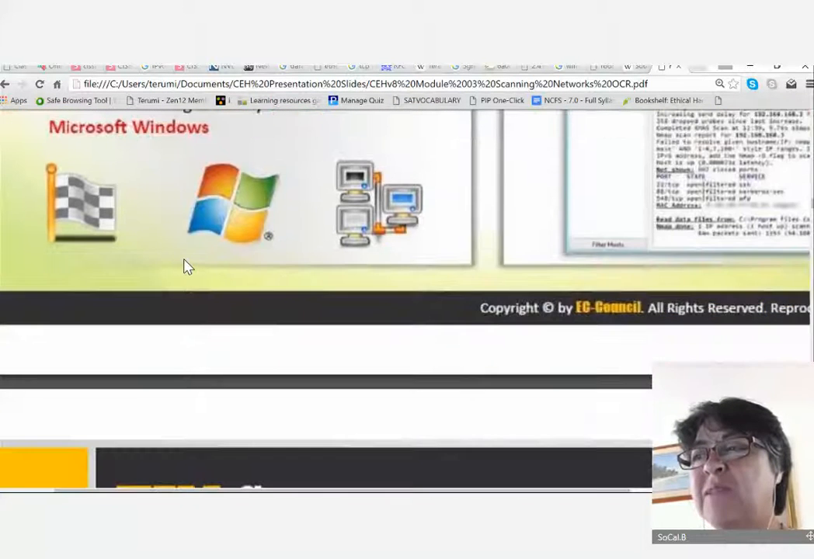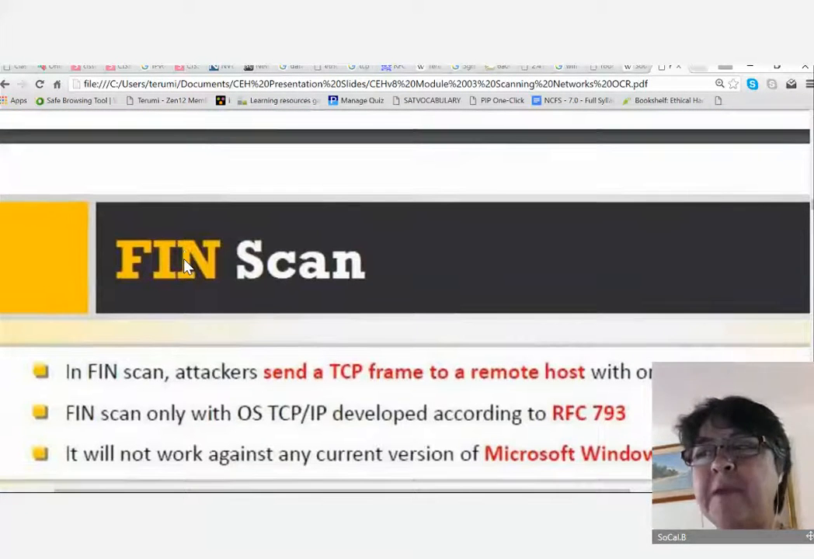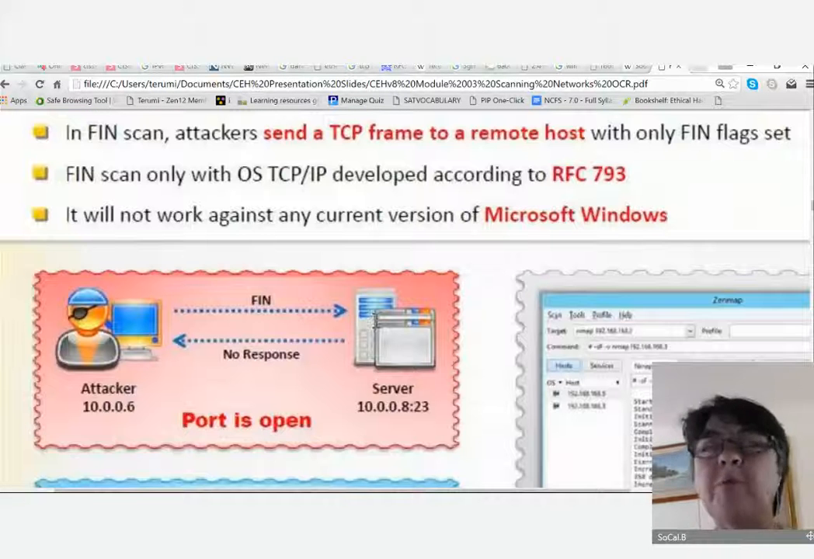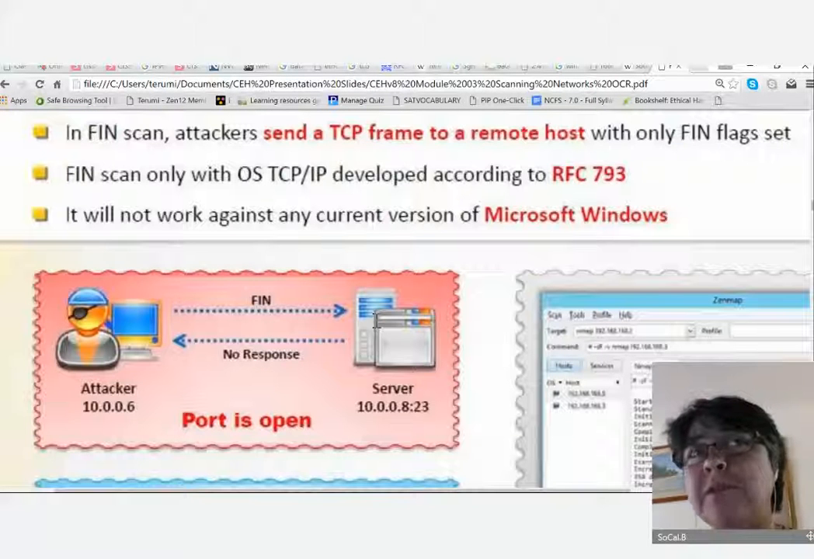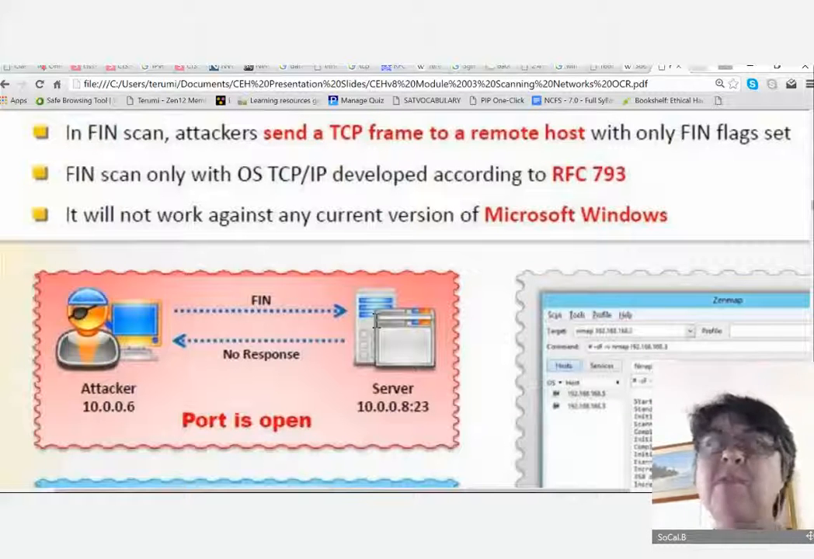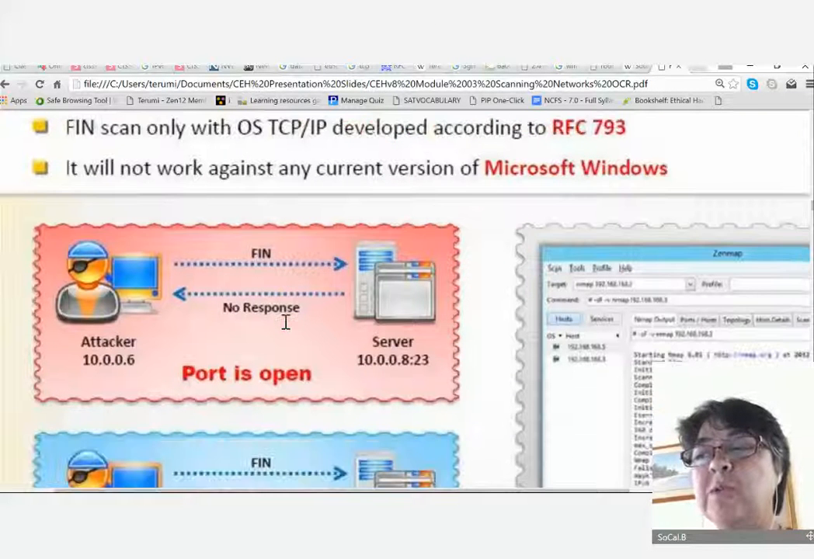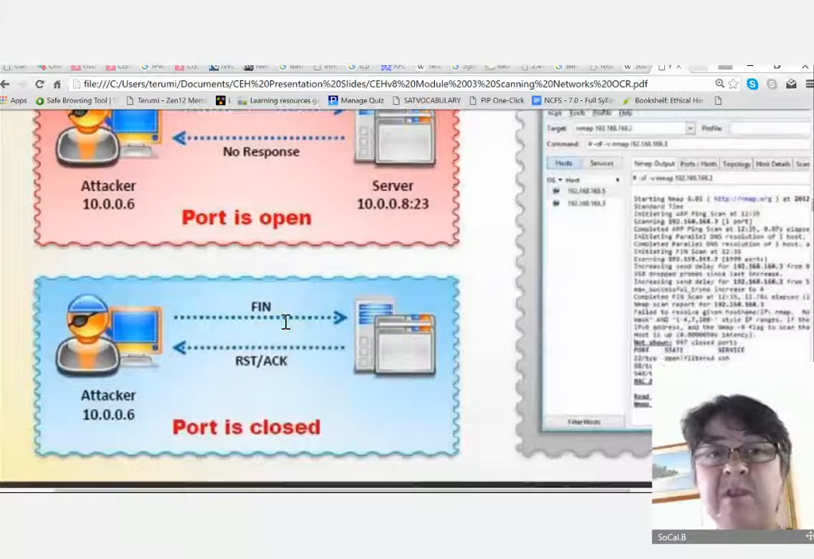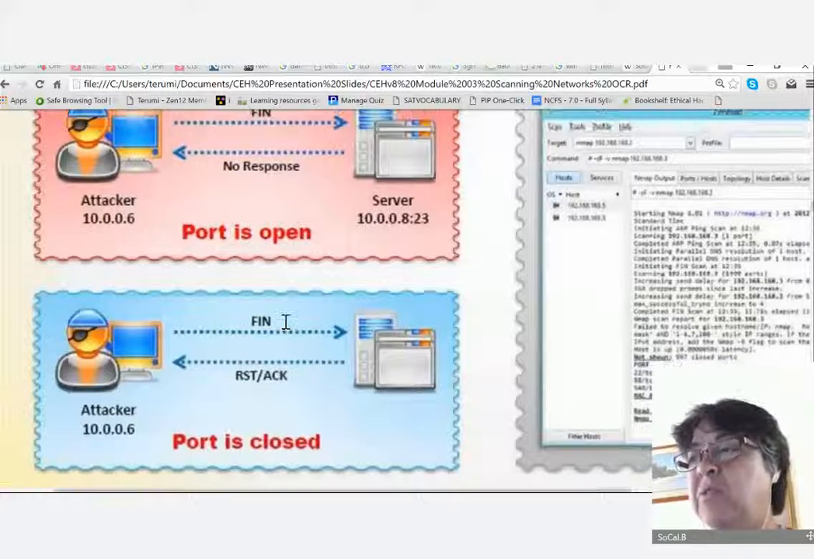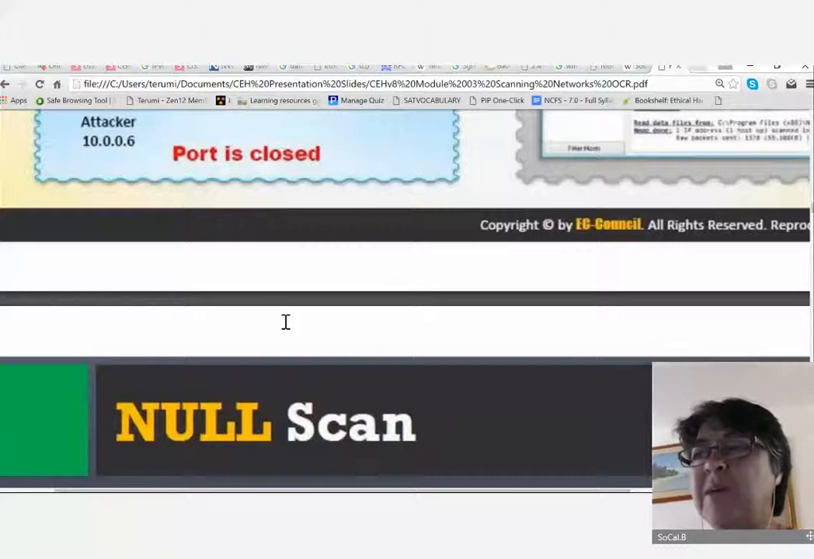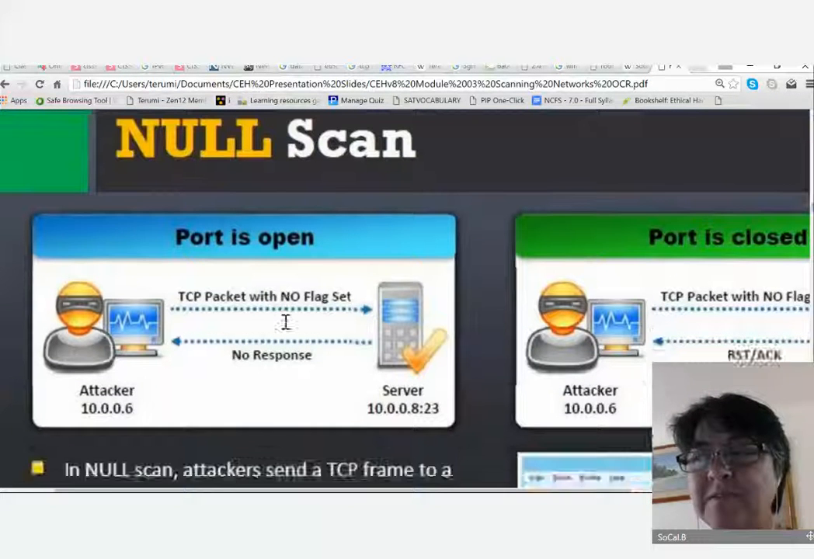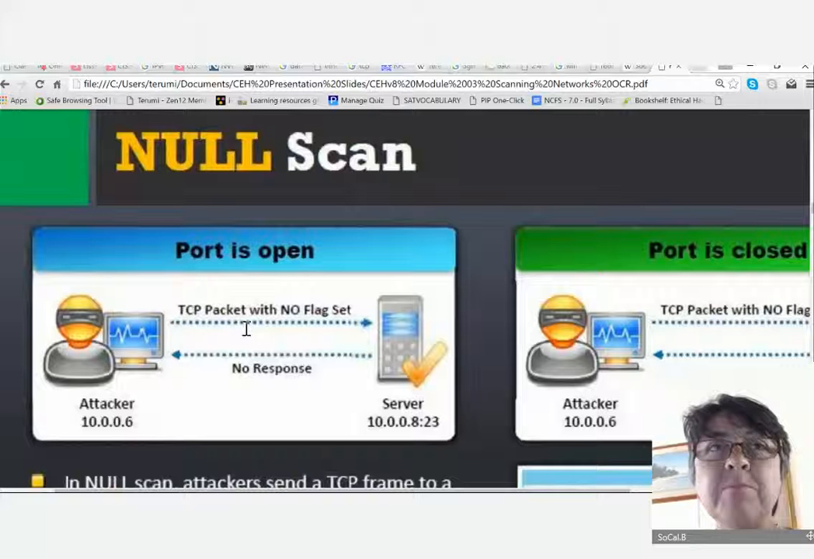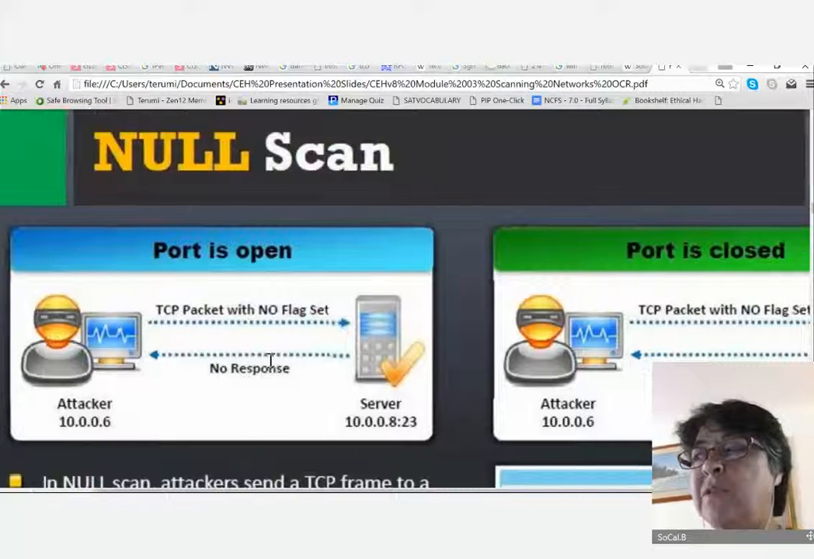FIN scan. Same thing. I'm hoping you've seen the pattern. The attacker sends a FIN. If the port is open, the server says, you can only send a FIN if you already have a session. We don't have a session. So FIN does not make sense to me, and I'm not going to respond. If the port is closed, it's going to send a reset ACK. There we go. And there's the null scan. This time it's a TCP packet with no flag set. Once again, the server says, we don't have a session, please send me SYN and ACK first. So no response. If the port is closed, reset ACK.